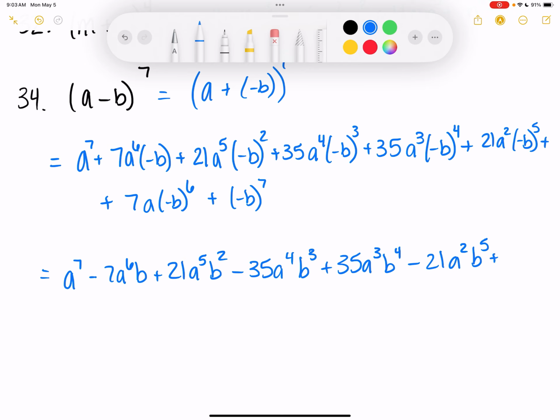Plus, determined to fit this on this line, b to the sixth, so this is 7a b to the sixth, and then finally minus b to the seventh, because that was a negative raised to an odd power. So notice the signs are alternating when I have that negative in there and it's raised to an odd power. Any questions on that one?